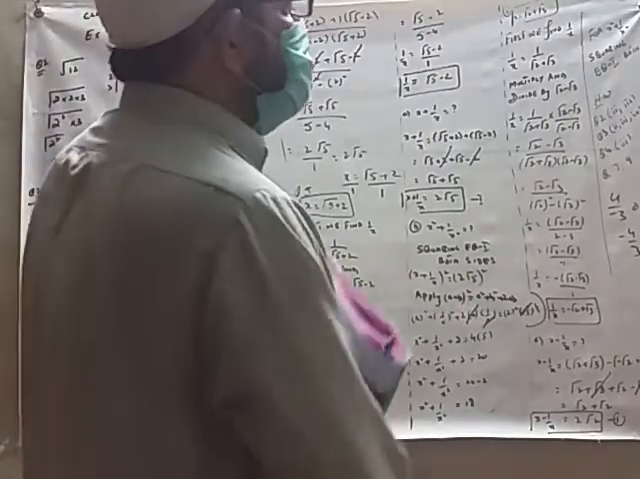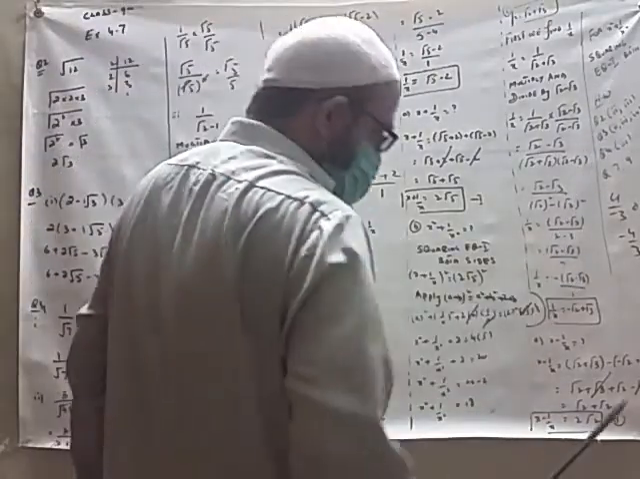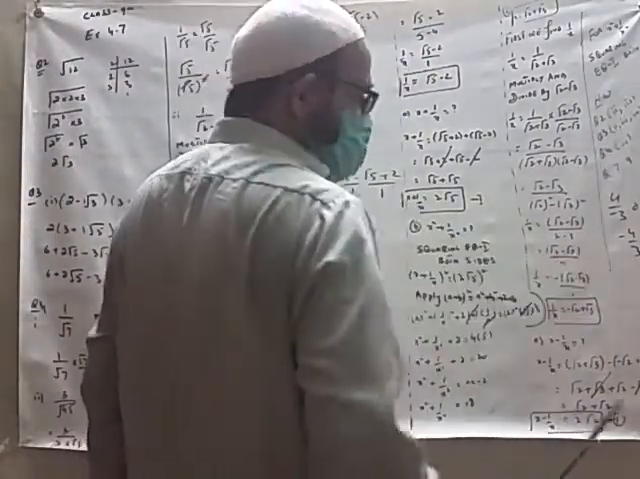Now we find x square plus 1 by x square. Square this equation 1 on both sides and find it by yourself.